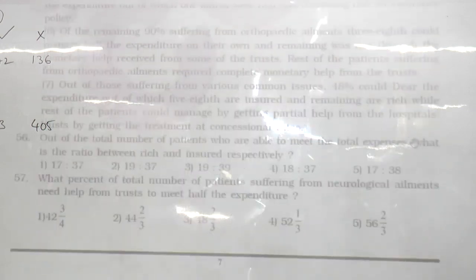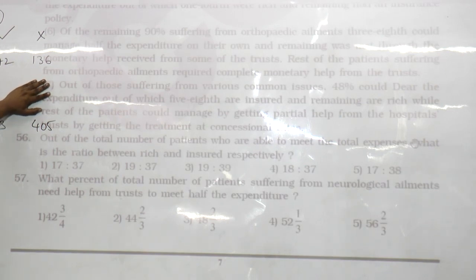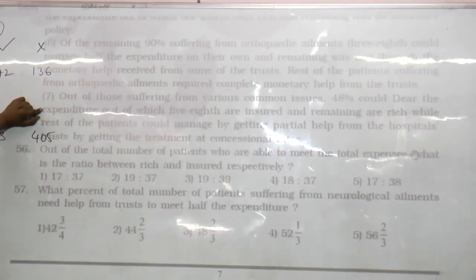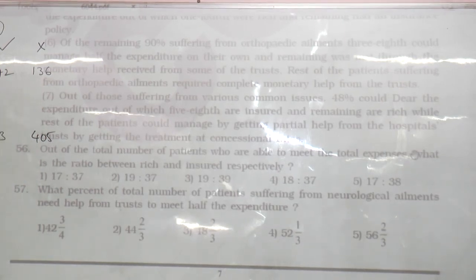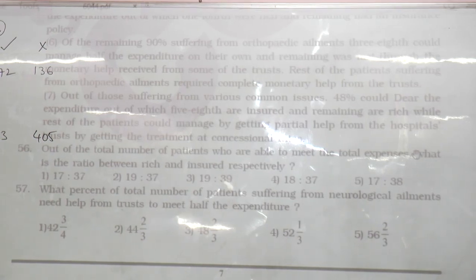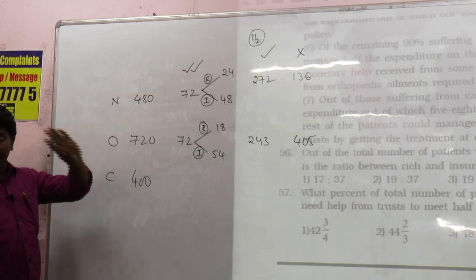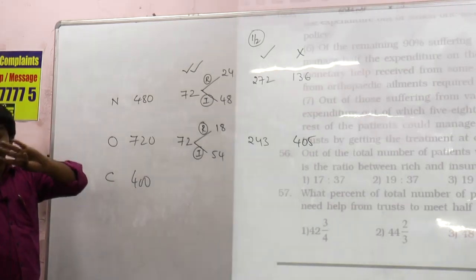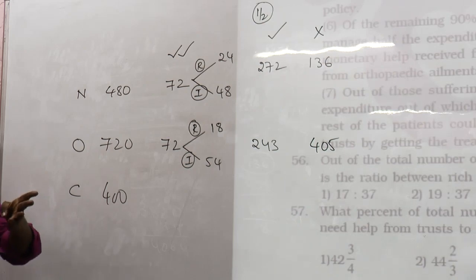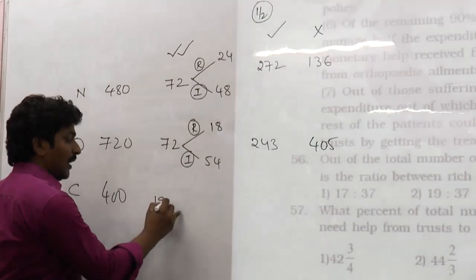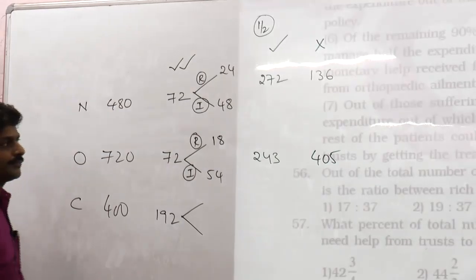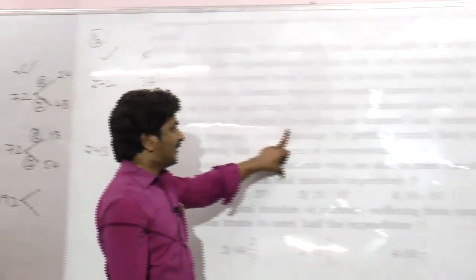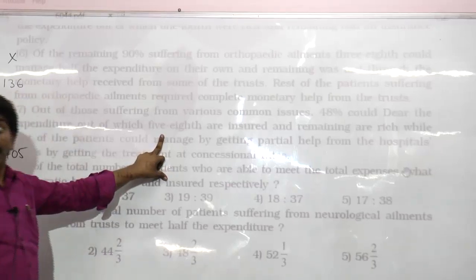7th point. Out of those suffering from various common issues, 48% could bear the expenditure, out of which 5/8 are insured and remaining are rich. 48% of this, or 400% of 48. Sorry, 400% in the sense 4 times of 48. That is 192. Out of 192, 5/8 are insured, remaining 3/8.